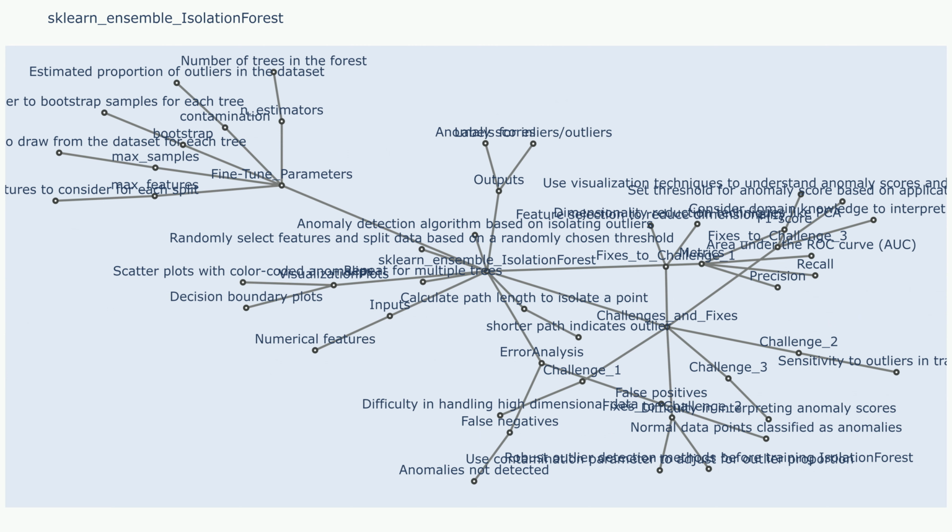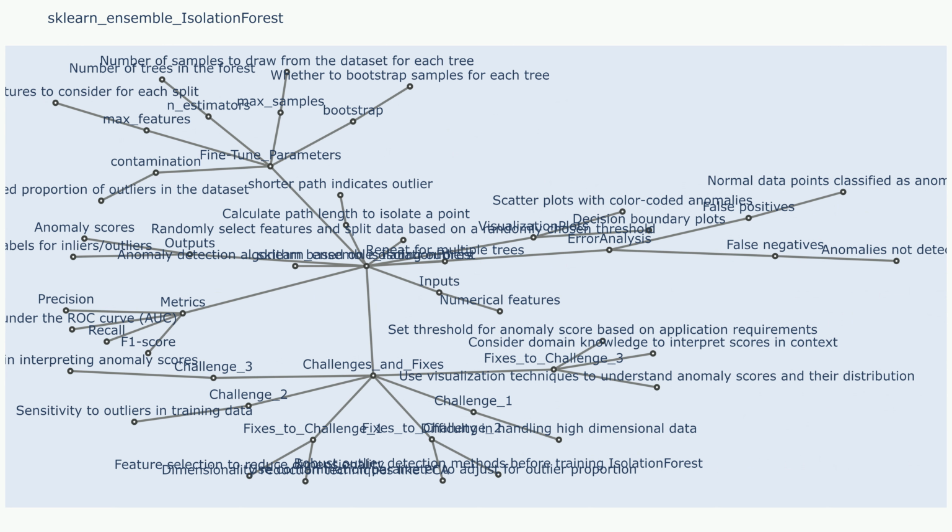Input 2: The contamination parameter is used to estimate the percentage of outliers in the dataset. It represents the expected proportion of outliers in the input data. This parameter is optional, and if not specified, the algorithm will automatically estimate the contamination level based on the data.